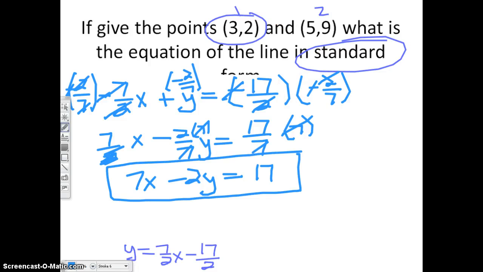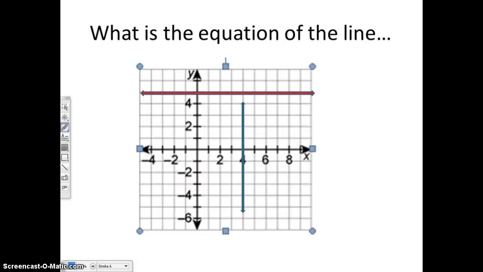And again, this is the most difficult one you will see with multiple steps. So if you want to practice some of these, there are some practice problems in your textbook. I highly recommend it.